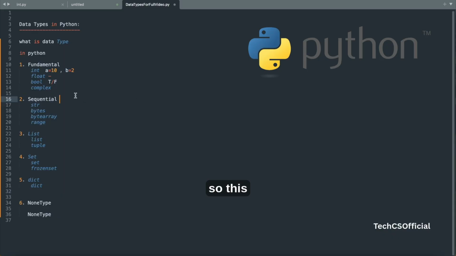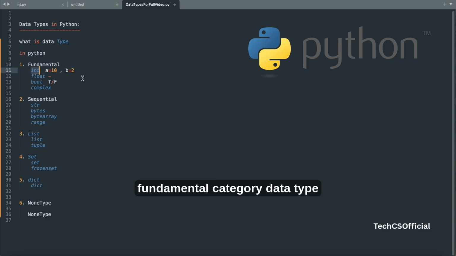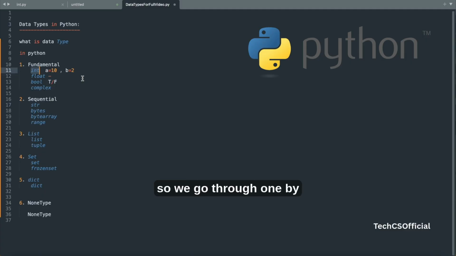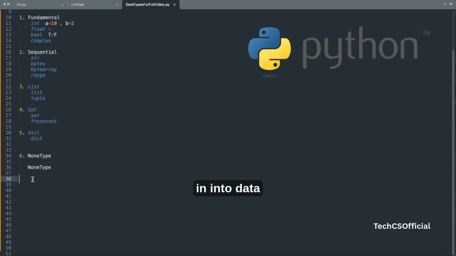So we will go through one by one the fundamental category data types, along with what different data types come under it. First one is integer. What is the integer data type? We'll discuss the int data type.